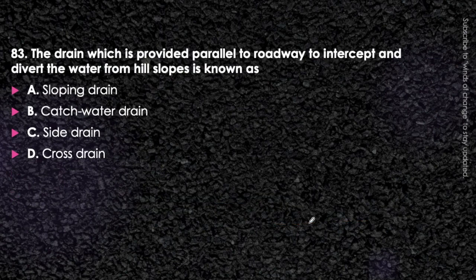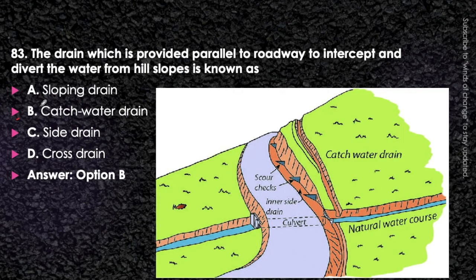Next question. The drain which is provided parallel to the roadway to intercept and divert the water from the hill slopes is known as sloping drain, catchwater drain, side drain, or cross drain. Just think about it. It is given in the question that it runs parallel to the roadway, and it intercepts and diverts the water from the hill slopes. What will the drain be called? It will be catchwater drain, that is option B will be the correct answer.